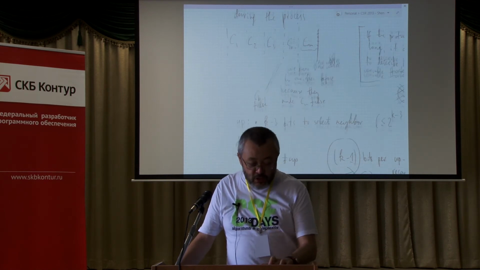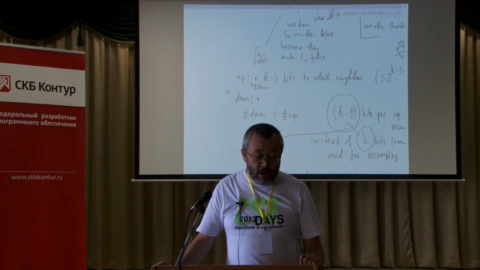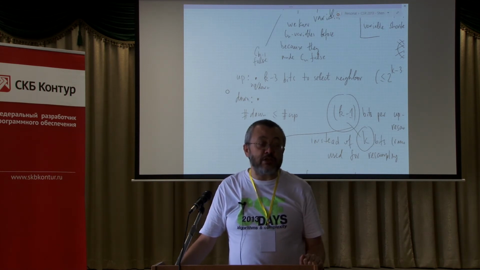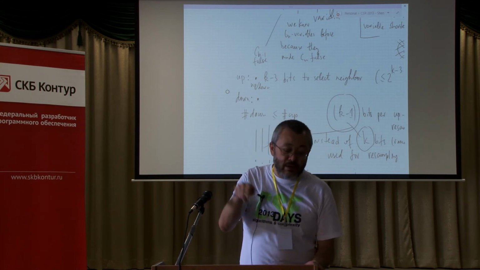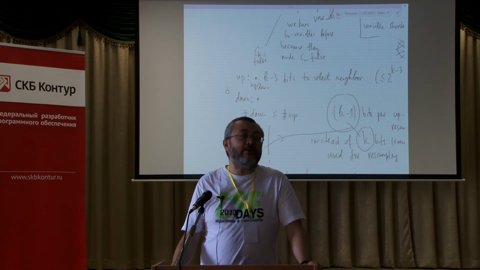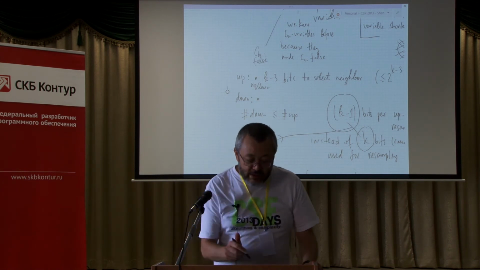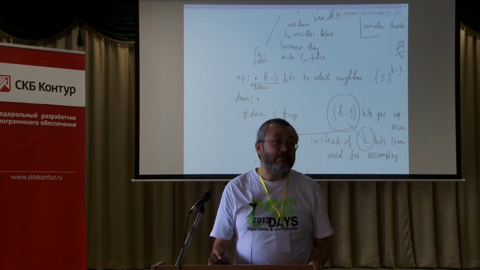And this is the explanation of why. So how do we describe the tree? We just follow how we go up and down. And if we go up, we need to say at which neighbor we go up. And this requires k minus 3 bits. And also we need to say that we are going up.